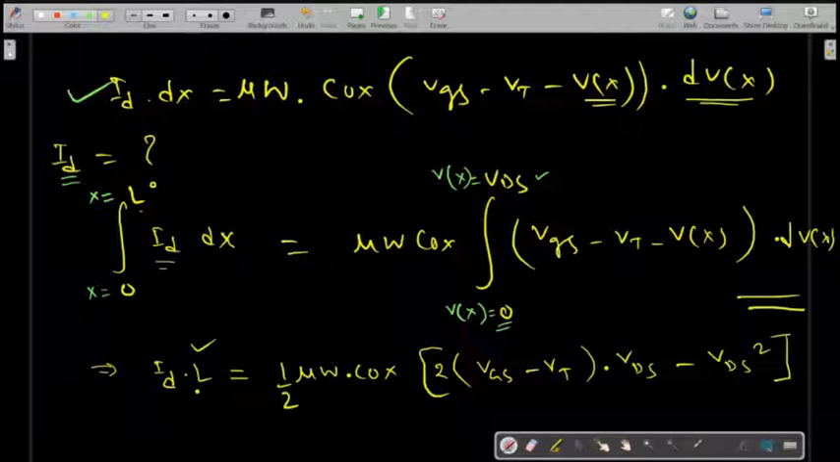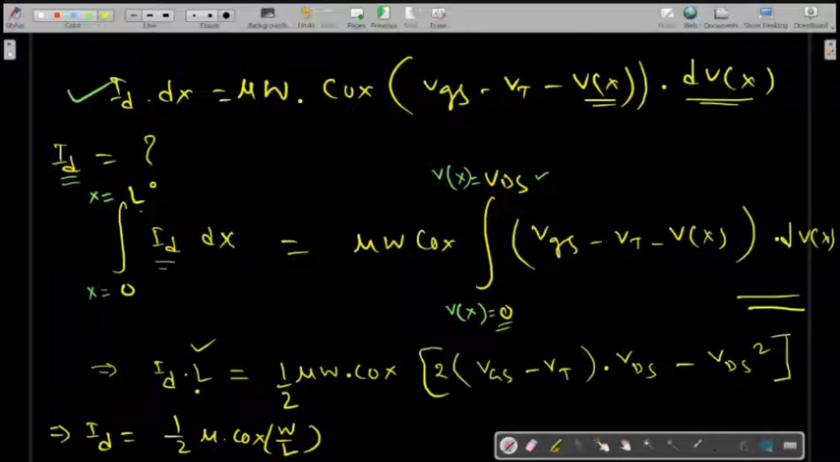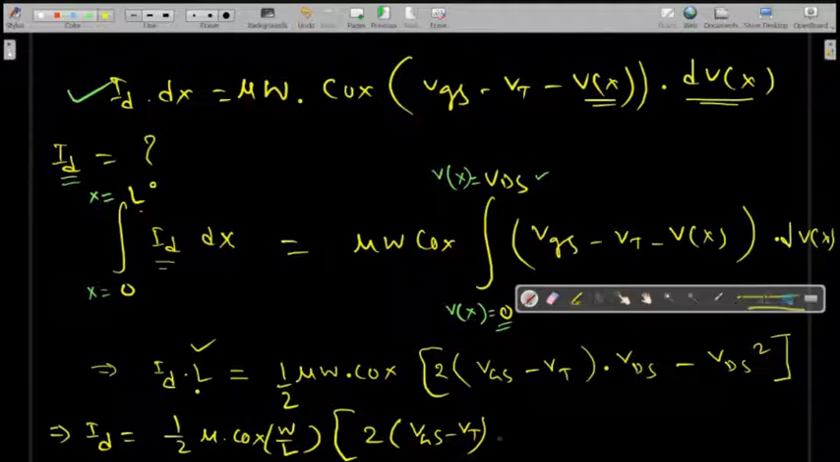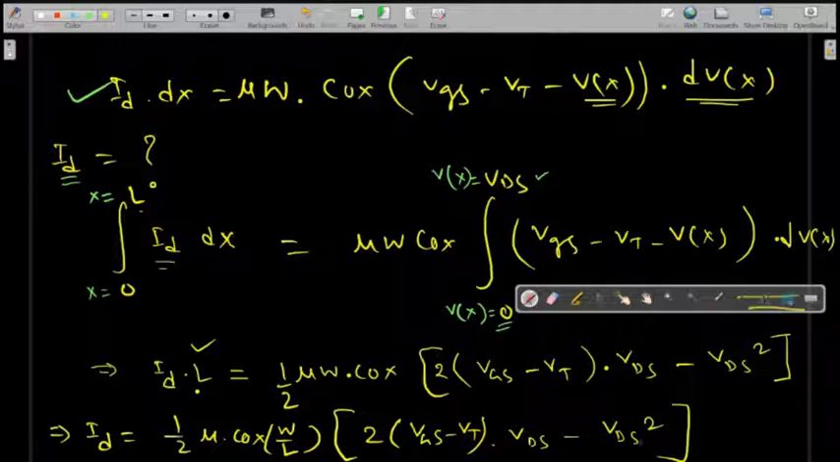If I integrate this, the ultimate result will be this. We can place ID on this side, because we are going to find ID. So ID is half of mu Cox W by L into 2 into (VGS minus VT) into VDS minus VDS square. This is the current equation we get by solving this.